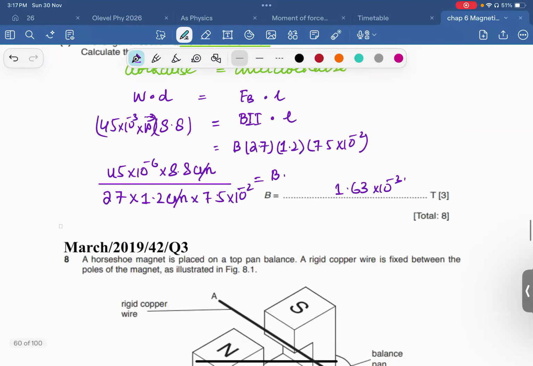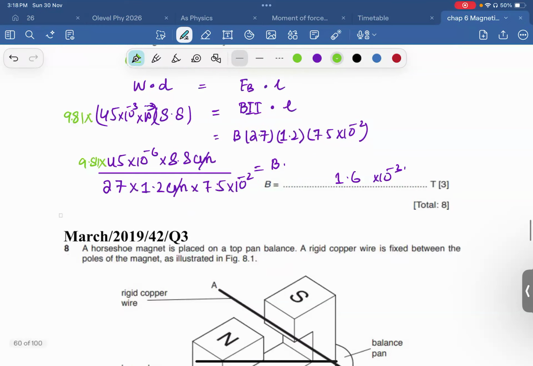Didn't I multiply that with 9.81? Oh, it should be multiplied by 9.81 as well because it is the mass, not the weight. So it should be 10 less. 9.81. I'm getting 0.01598, so it would be 16.